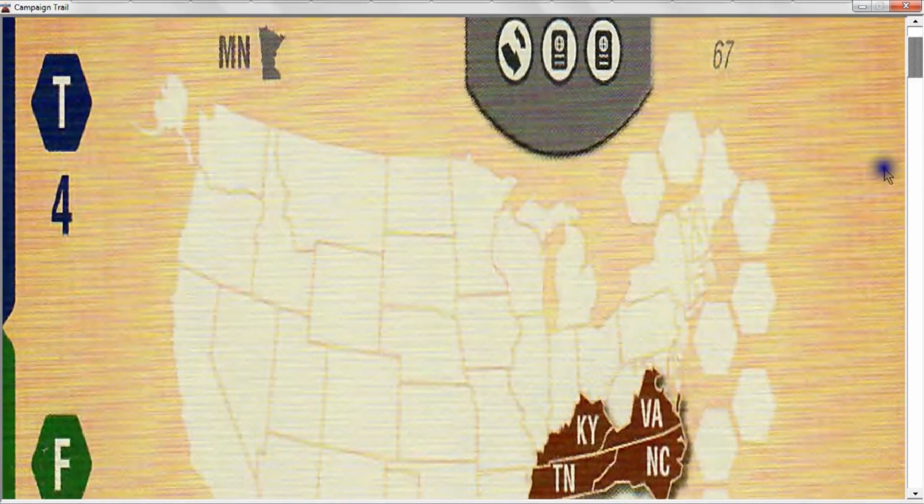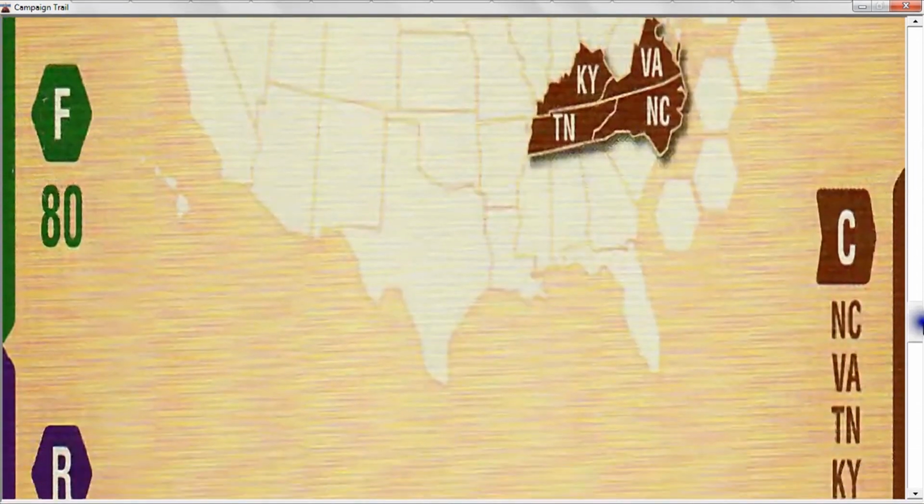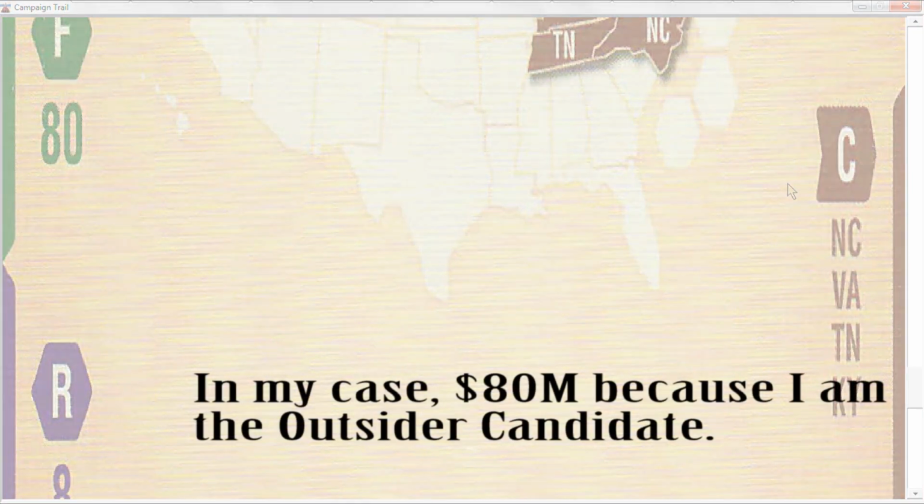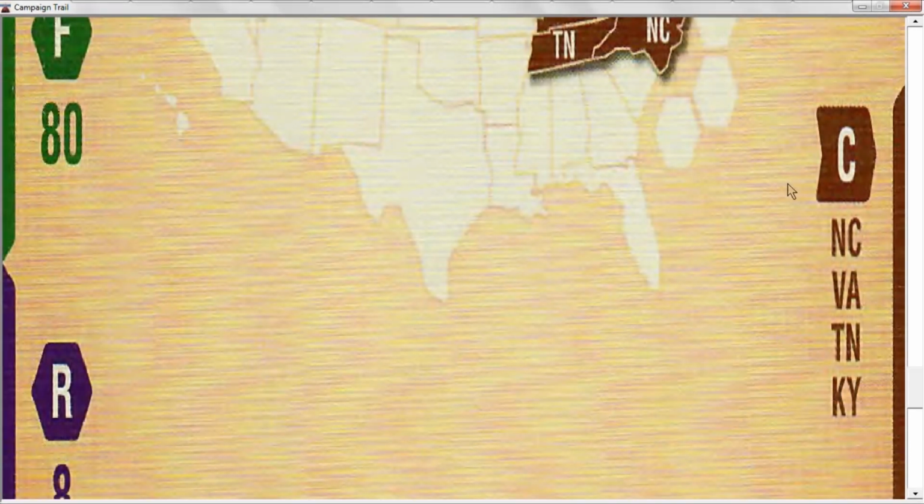Along the right edge of the card, we would find the advertise action up here, but this card doesn't offer an advertise action, but it does offer a campaign action. I could spend $60 million, and that campaign action would allow me to place up to 6 registered voters in North Carolina and/or Virginia and/or Tennessee and/or Kentucky. So I can place those 6 voters any which way that I wanted, in any combination. That would be assuming that my candidate was located in one of those 4 states, which he's not. So in this particular instance, I would not be able to use this card to play a campaign action.